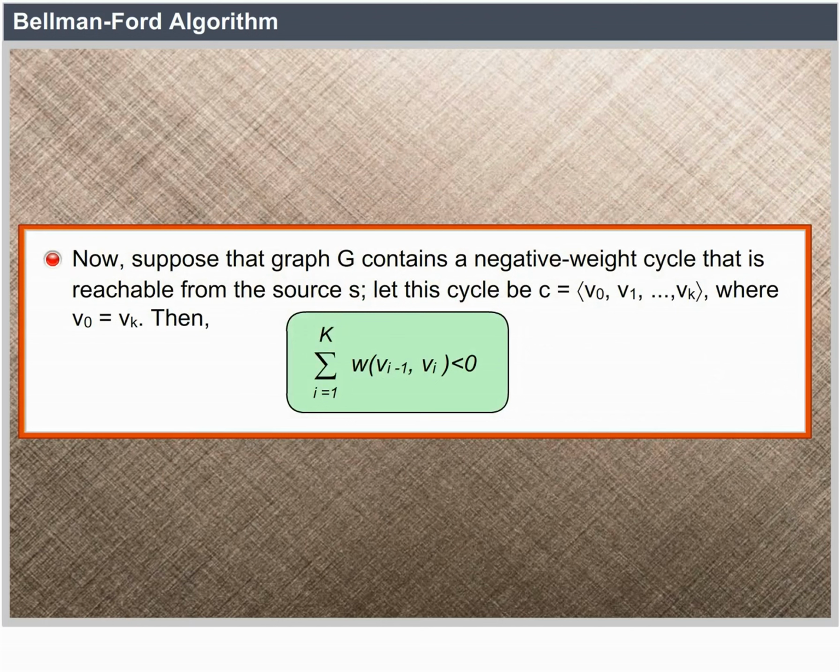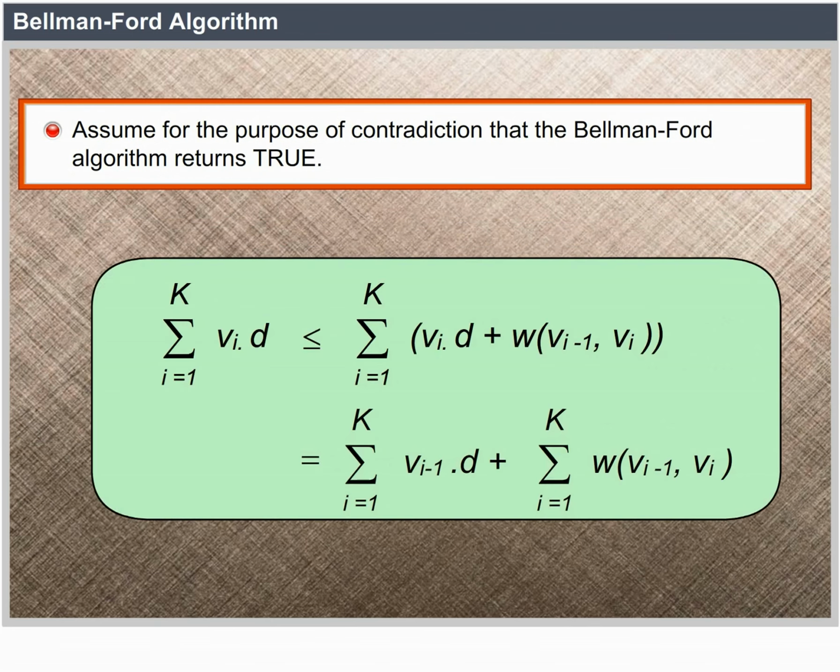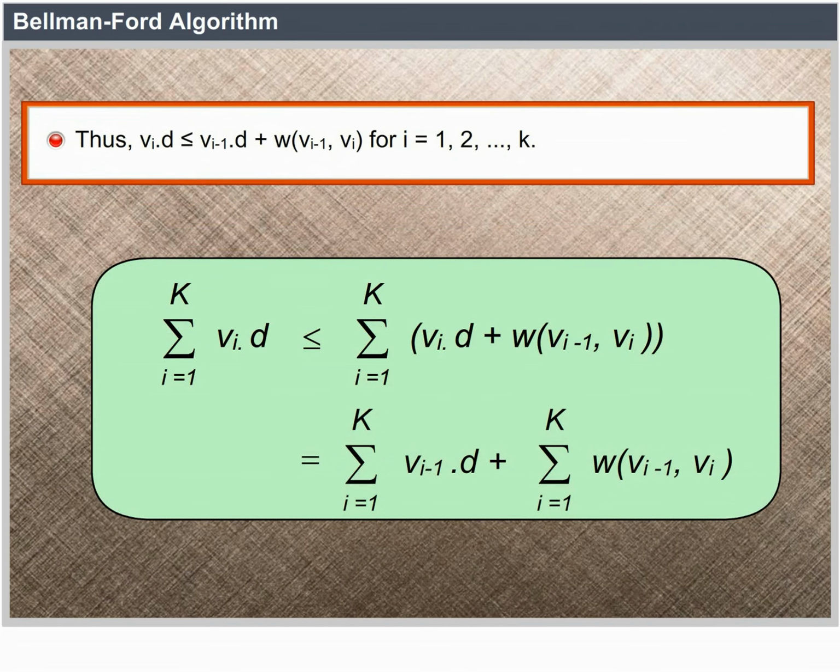Now suppose that graph G contains a negative weight cycle that is reachable from the source s. Let this cycle be C = ⟨v0, ..., vk⟩, where v0 = vk. Then, the summation for i = 1 to k of w(v_{i-1}, v_i) is less than 0. Assume for the purpose of contradiction that the Bellman-Ford algorithm returns true. Thus, v_i.d ≤ v_{i-1}.d + w(v_{i-1}, v_i) for i = 1 up to k.